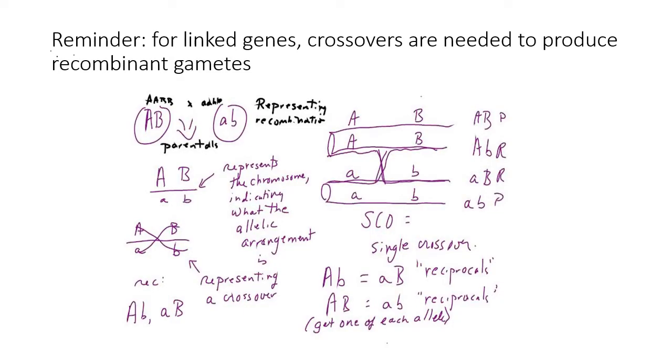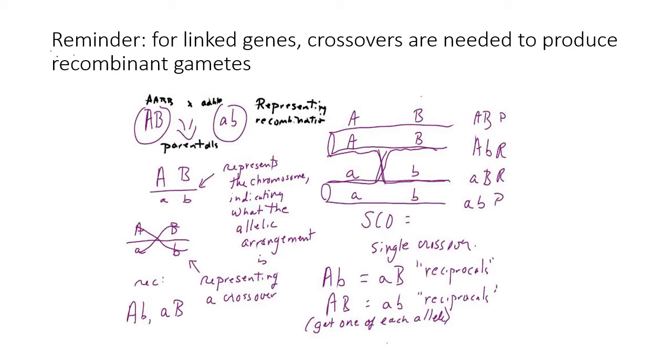Okay, so reminder, if we have independently assorting genes, we will produce all 4 gamete types or all 8 gamete types in equal frequency because of independent assortment. Now if you have linked genes where they're part of the same DNA molecule, you can't get those other gamete types unless you have crossovers between the genes.